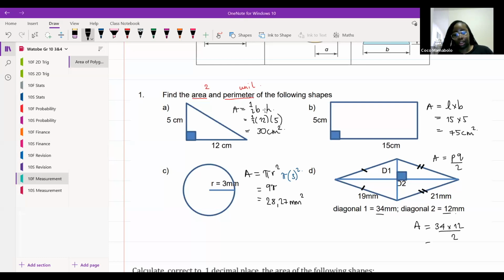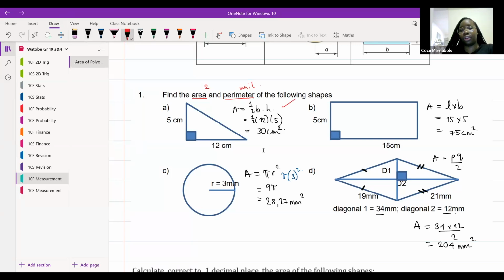Okay, anybody got an answer there for me? 204 millimeters squared. No worries, Princess, welcome. Correct, that's it. All right.